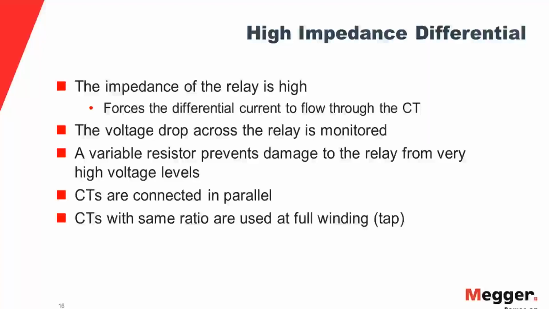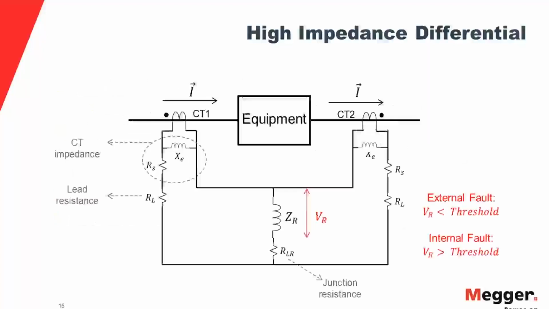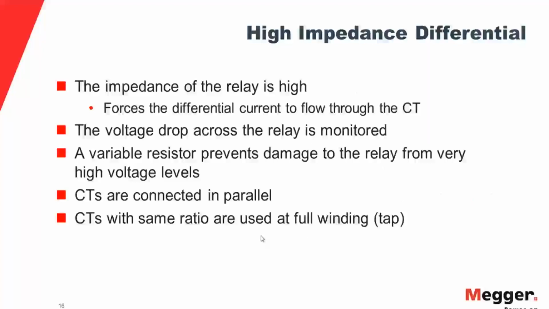To summarize, in a high impedance differential protection function, the impedance of the relay is really high, which forces the differential current to flow through the CT. And in this protection function, we are not monitoring the difference between the currents, but we are monitoring the voltage. So if it is above the threshold, the relay will operate. If it is below the threshold, the relay will not operate.